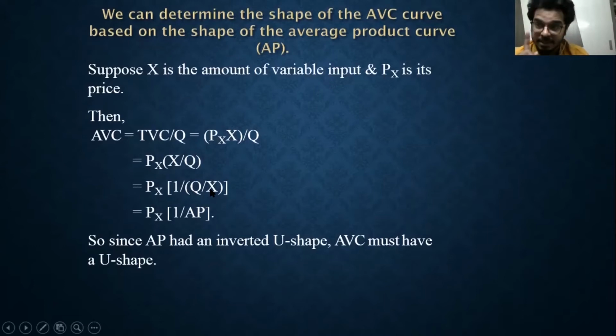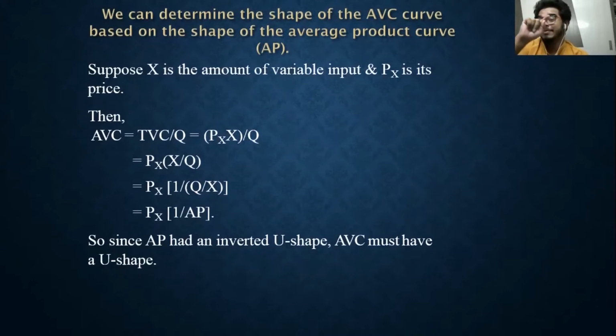Now what is Q by X? Q is the total quantity. X is the number of variable inputs. Therefore, it is total output divided by the number of inputs. What is that? Average product, or average productivity. So my average variable cost will be the price of this particular variable input multiplied by the inverse, 1 by average productivity.